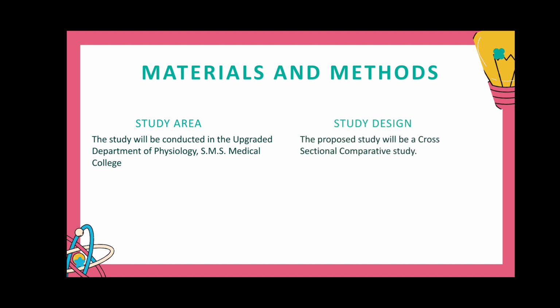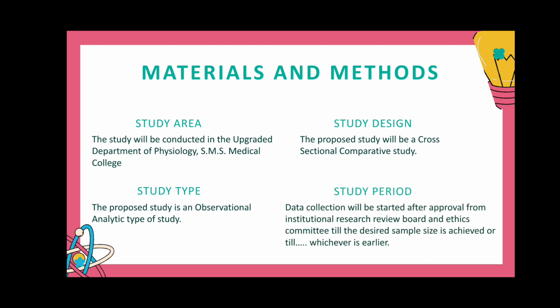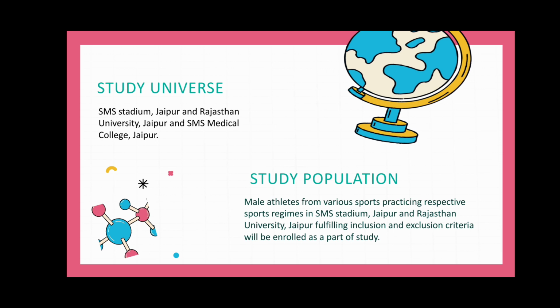Study design. The proposed study will be a cross-sectional comparative study. Study type. The proposed study is an observational analytical type of study. Study period. Data collection will be started after approval from Institutional Research Review Board and Ethical Committee, till the desired sample size is achieved or till whichever is earlier. Study universe. SMS Stadium Jaipur, Rajasthan University Jaipur, and SMS Medical College.